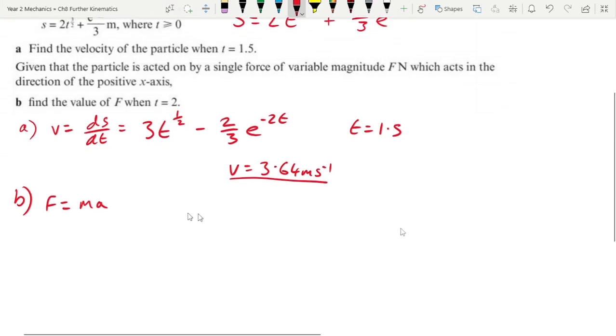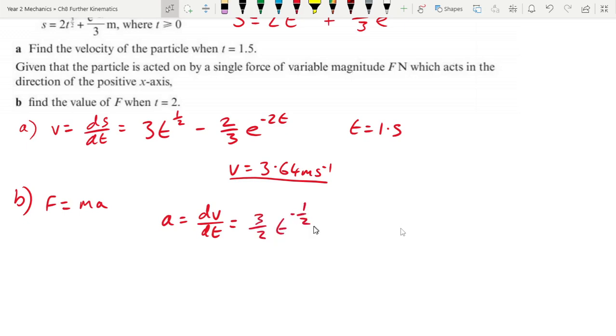So to find a, the acceleration, that is the rate of change of velocity. So I'm going to have to differentiate this velocity expression here. So half times 3, so that'll be 3 over 2 t to the minus a half. And I've got minus 2/3 times minus 2, so it's going to be plus 4/3 e to the minus 2t. Okay, that's my acceleration. Now to find the force, I can use F equals ma.